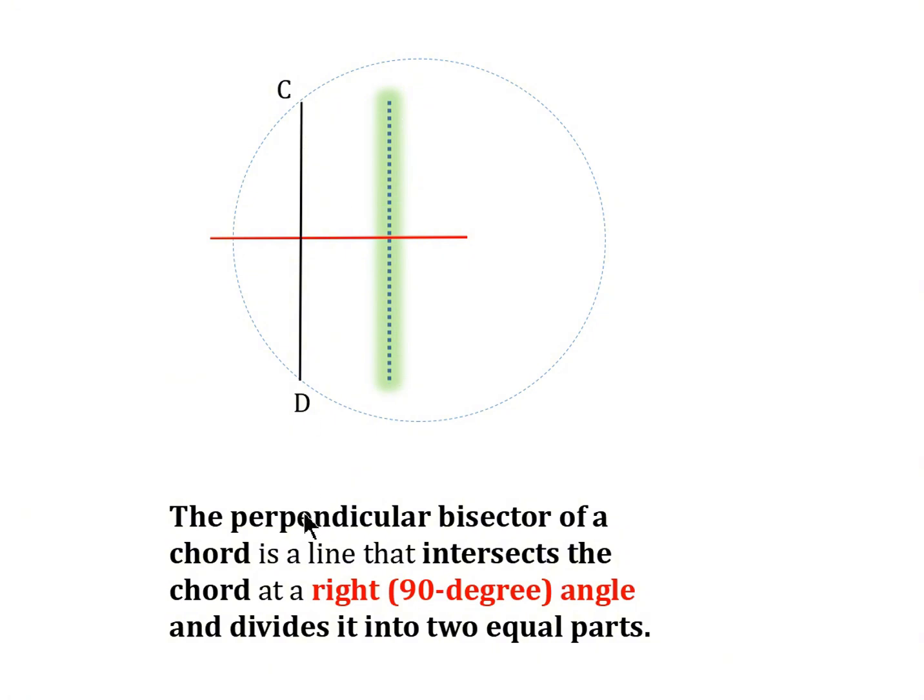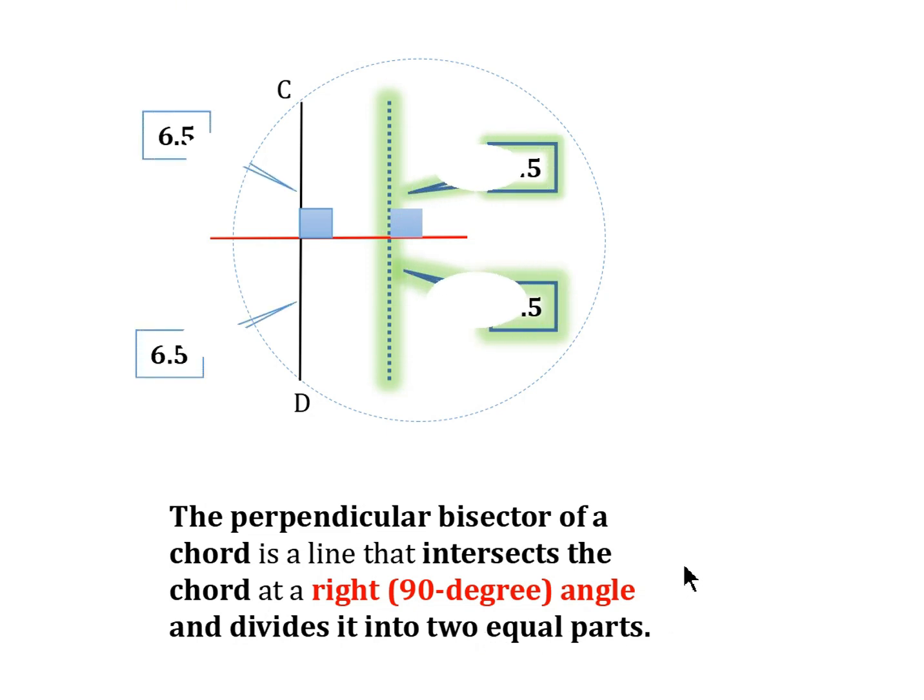Obviously, due to this bisector being perpendicular, a 90 degree angle will be created, right? And the last part said it divides into two equal parts. It means that this CD will be split into two parts, and these two parts will be equal. This part will be 6.5 and this part will be 6.5, altogether 13, right? The same as this one, which is equal to CD, that's why this part is 6.5 and this part is 6.5 as well.